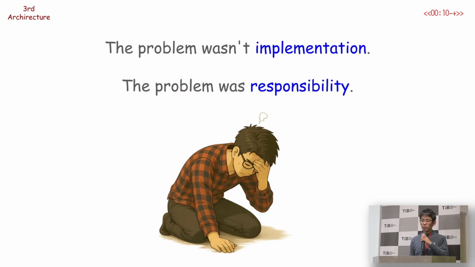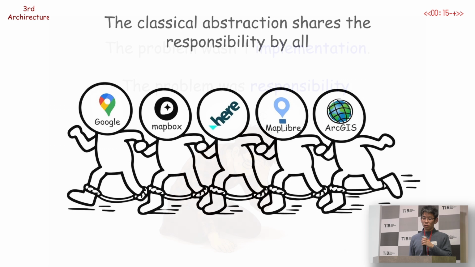So the problem wasn't implementation. It's responsibility. Classical OOP shares the responsibility among all. So if one of them doesn't have the same method, you cannot build up your app.